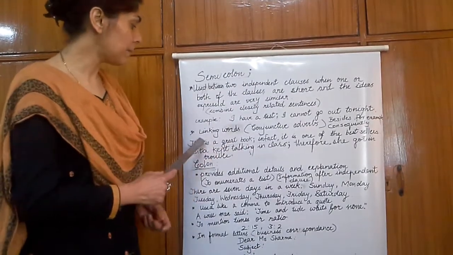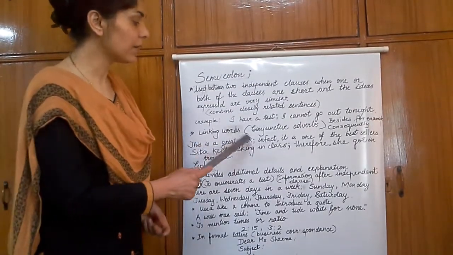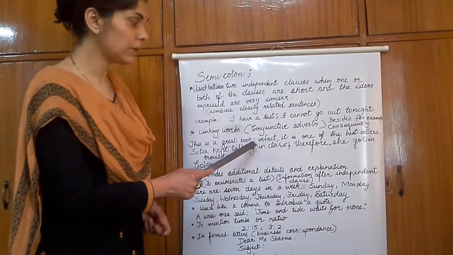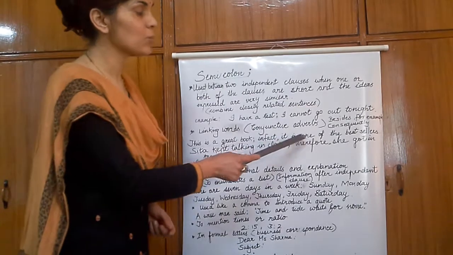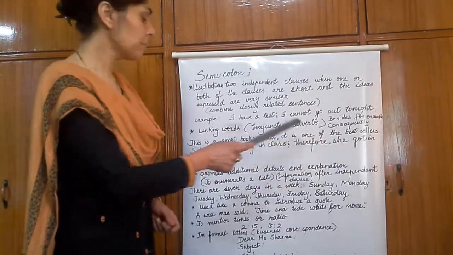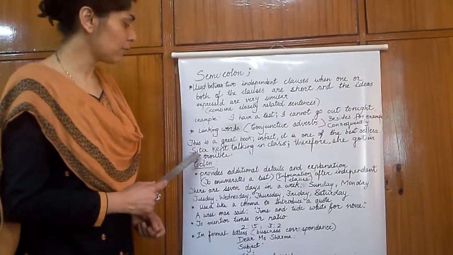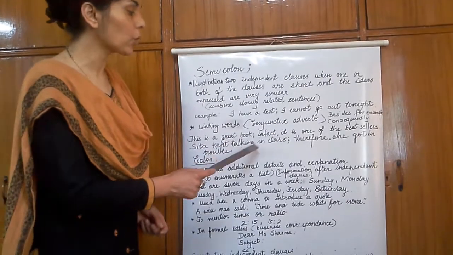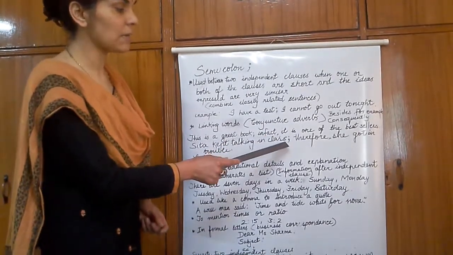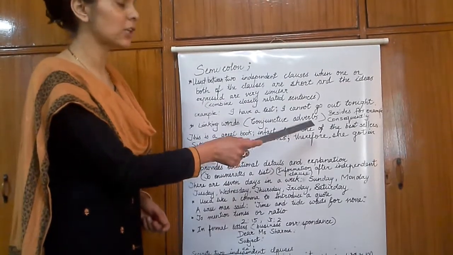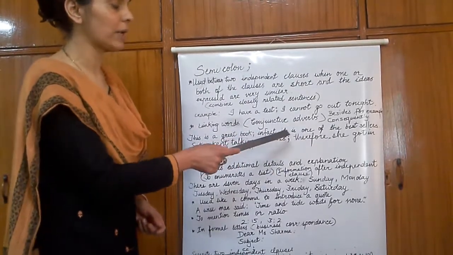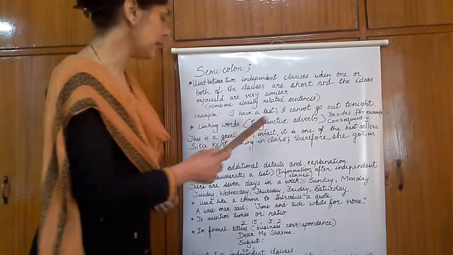Here there are some examples written here. This is a great book; semicolon. In fact, this is the linking word which has been used here. It is one of the best sellers. I'm reading out the other example for you. Sita kept talking in class; then a semicolon. Then you've used the linking word which is there in the other sentence, and you're joining the other sentence with the first one. Therefore, she got in trouble.